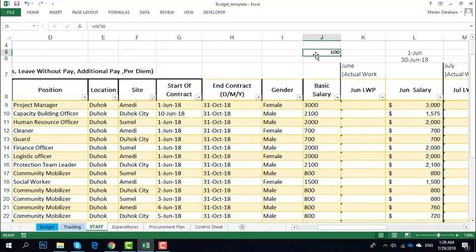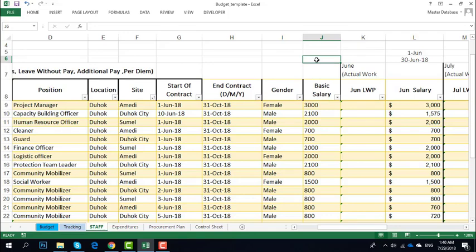So it depends on the policy. It depends on the human resource policy, whether they calculate 30 or 20. If it is 30, it's very easy. We can just put this formula here.